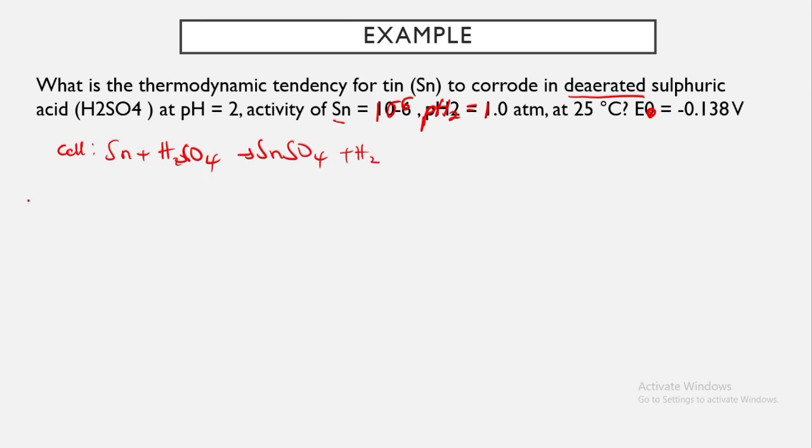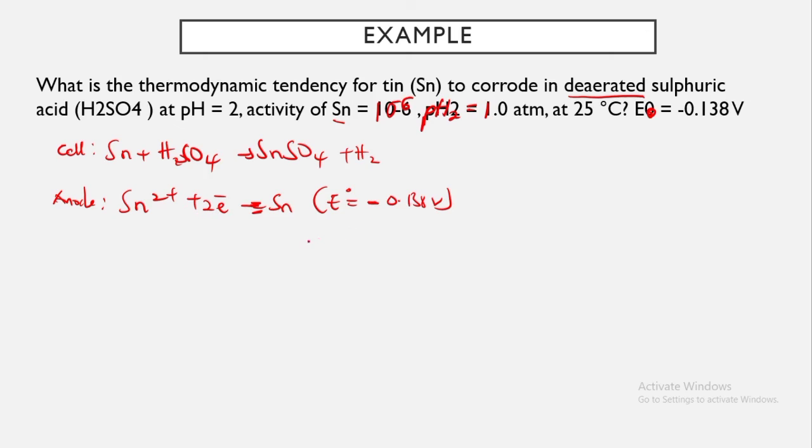So let's write the half reactions. The anode reaction will be Sn2+ plus 2e giving you Sn, and in that case our E naught is equal to negative 0.138 volts. The reason we wrote the anodic reaction like this is that we are using the EMF series, and the EMF series is all written in reduction form. So for you to use this negative 0.138 volt, you need to write it in reduction form.